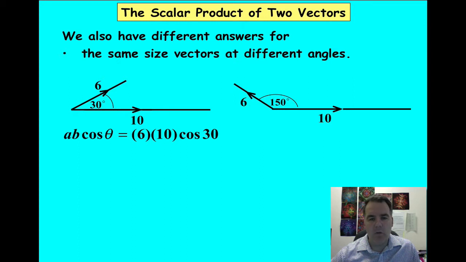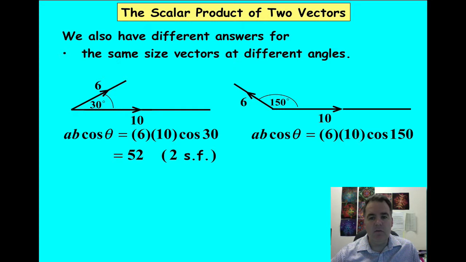Now I know straight away that the one on the right, the answer is going to be negative. That one there is 52. If you type that one on your calculator, you'll get negative 52.